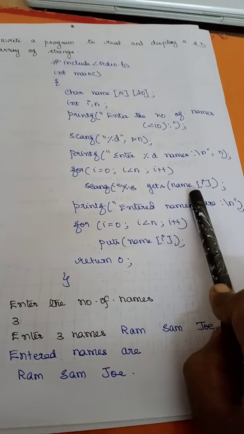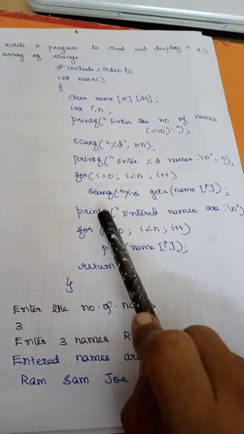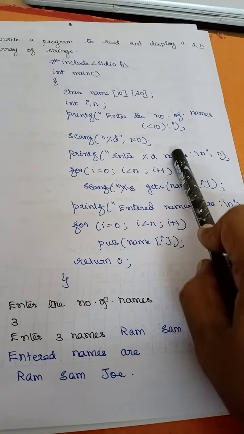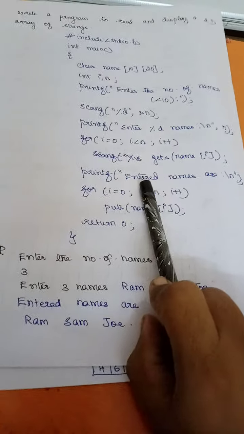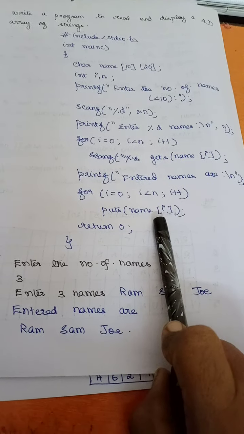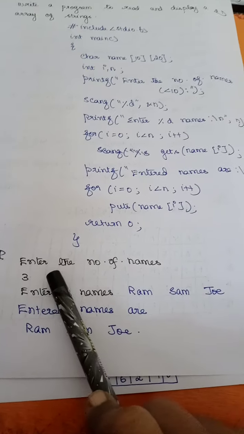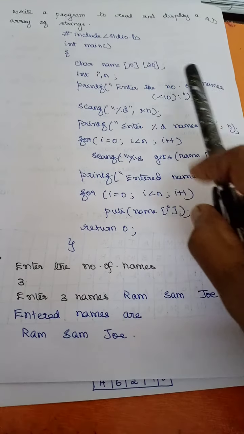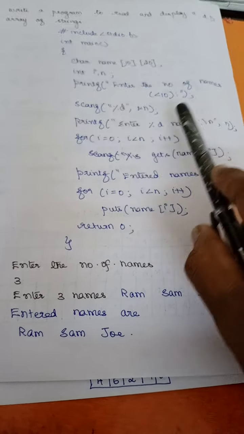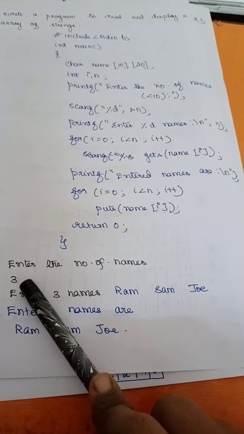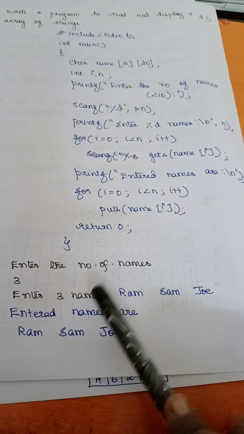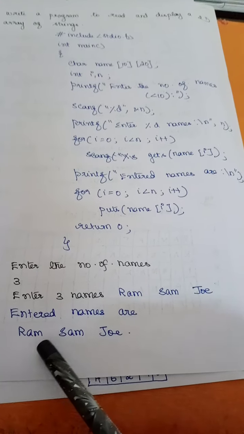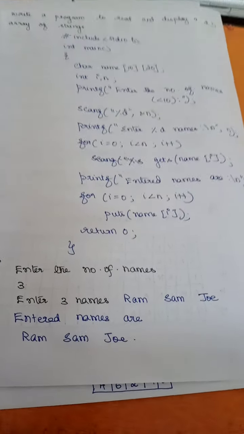Two-dimensional character array, right? Now here printf "Entered names are". Here I am going to display all the names I have entered, again with puts. So for the sample input, I enter the number of names, less than 10. So I am entering it as 3. Enter 3 names, I am entering 3 names. So the entered names, it is going to print all the names, right?